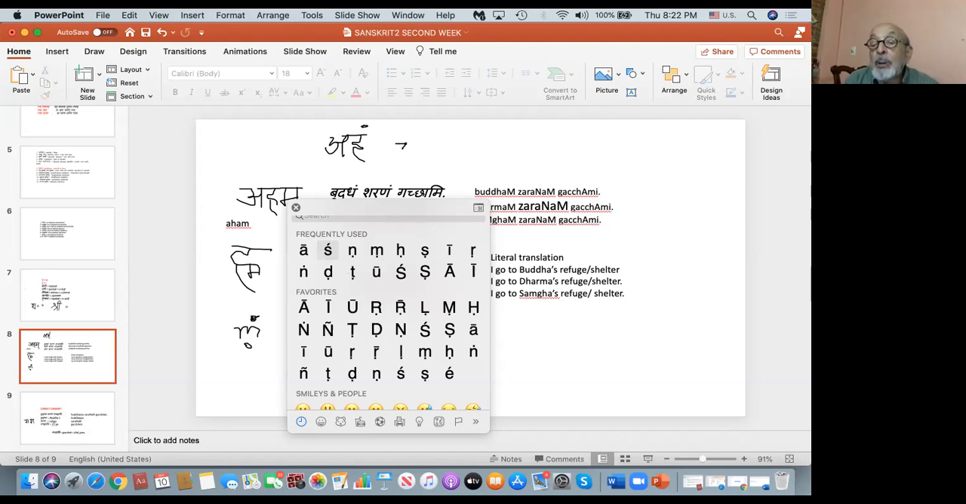And when there is a Chandra Bindu above instead, what is the difference between Chandra Bindu and Anuswara? Chandra Bindu and Anuswara are different only in the Vedic language. In classical Sanskrit, they are the same. We don't need Chandra Bindu for classical Sanskrit. Only for Om, Chandra Bindu is used. But that is a Vedic thing.